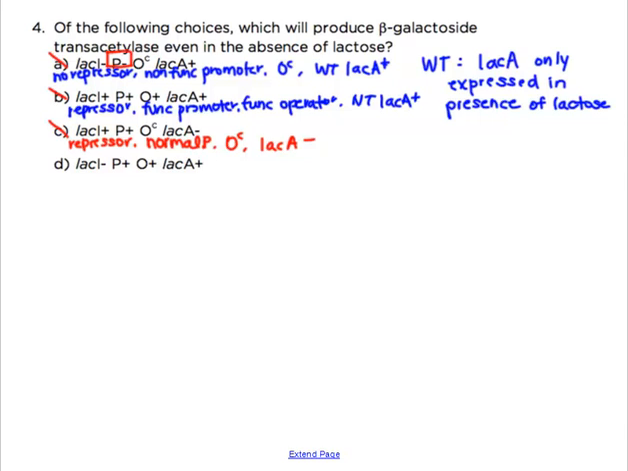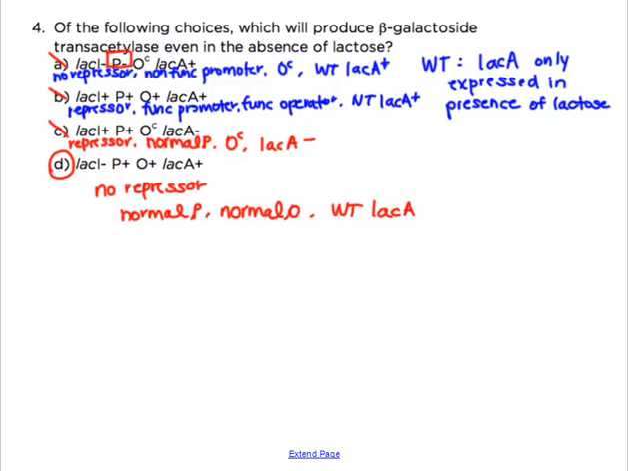So finally, choice D should be the answer, but let's just double check. So there's no repressor, so that's good for us. There's a normal promoter, normal operator, and a wild type copy of LAC-A.